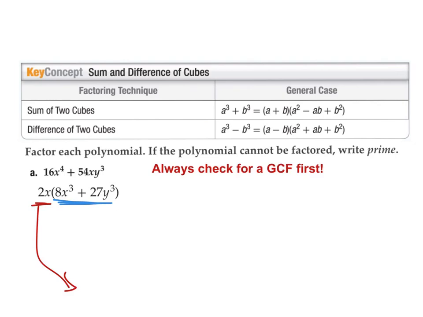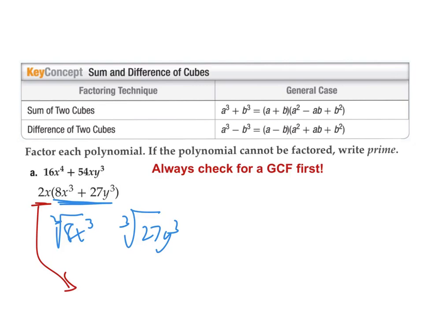I have to know what the cube root of 8x cubed is and the cube root of 27y cubed is, because I'm going to plug in for a and b, and I'm going to square what a is, and I'm going to square what b is. So what's really important is that I find the cube root of 8x cubed and I find the cube root of 27y cubed. I have to find the cube roots of those terms in order to really get myself anywhere.